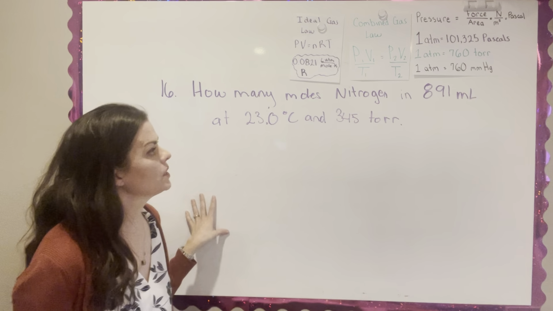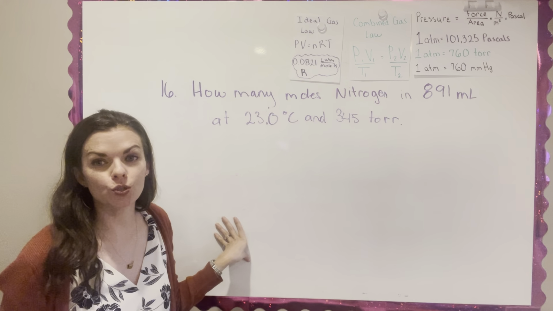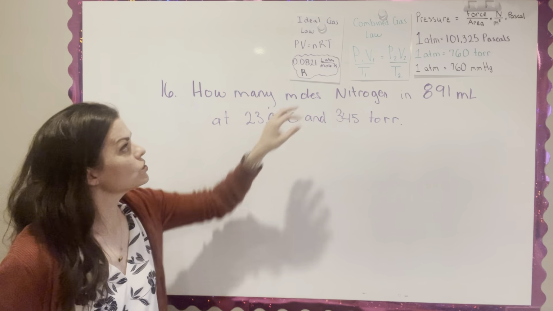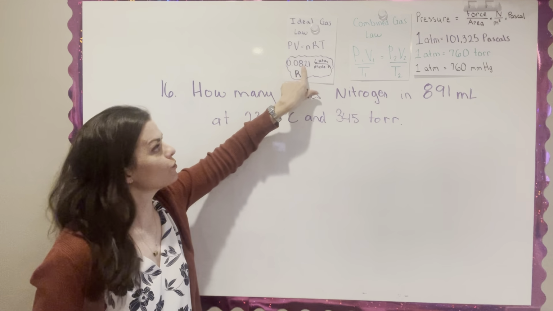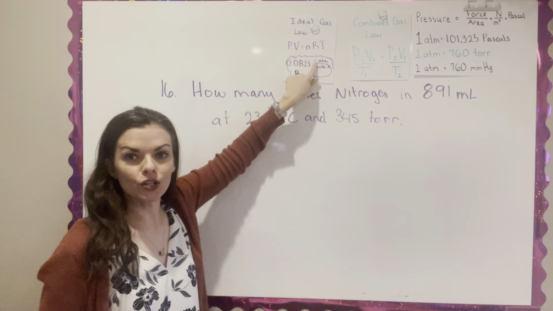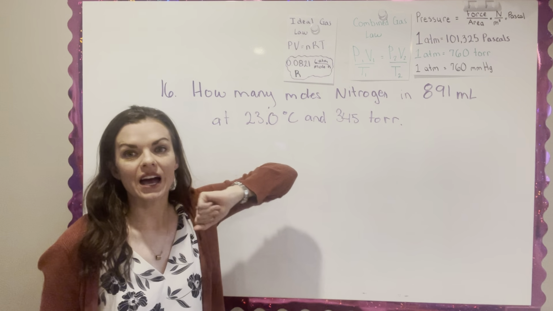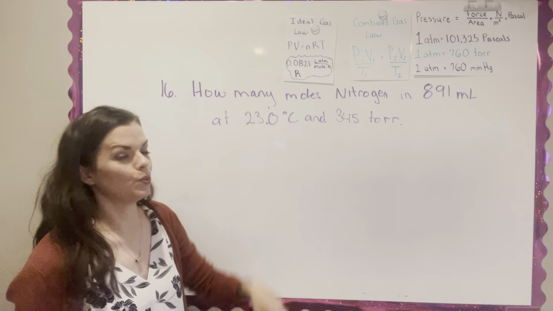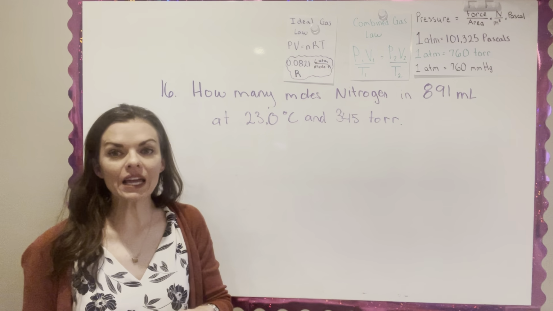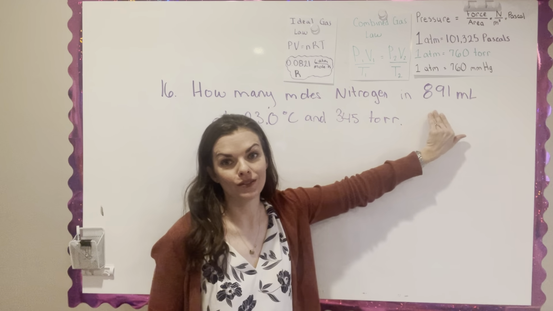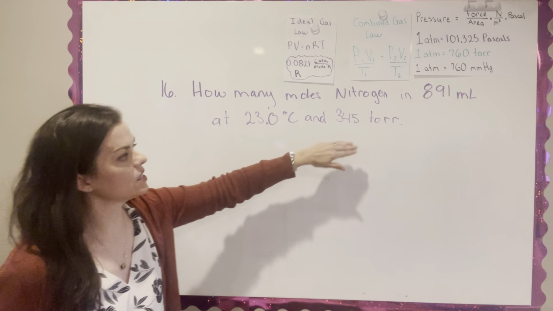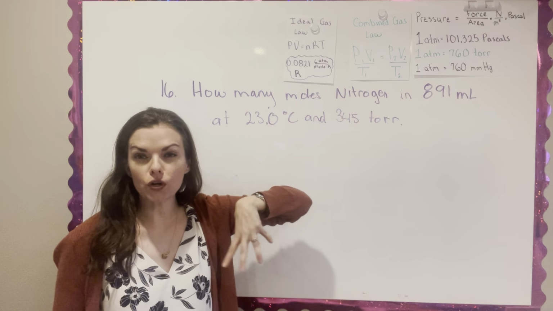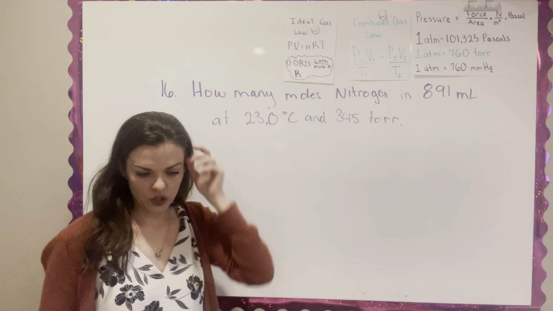Now, this problem gets a little bit tricky because they ask you to do a lot of conversions. If I'm using the ideal gas law, and I know my constant R has liters and atmospheres, then when I put in volume, I have to put it in liters. They didn't give it to me in liters. And I also have to put pressure in atmospheres. So first you have to do those conversions.